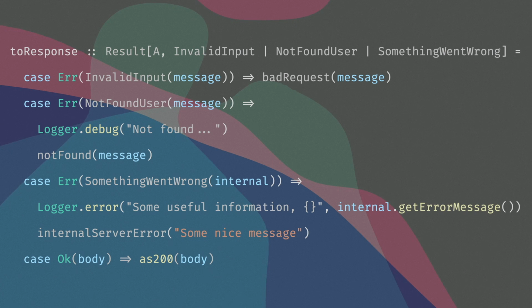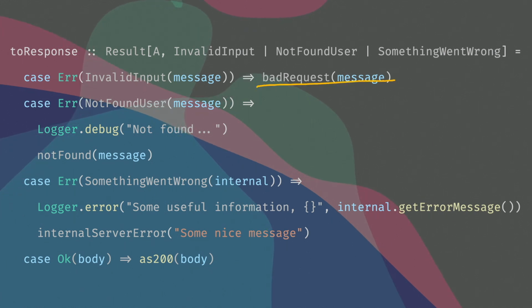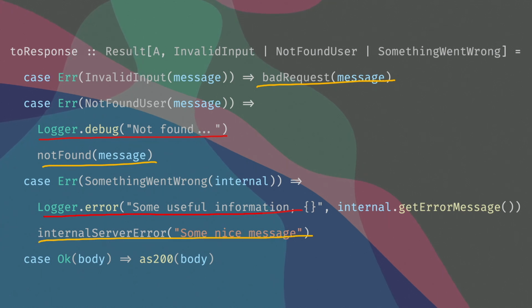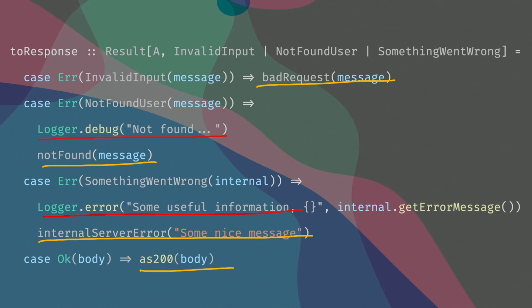We convert invalid input to bad requests, there is nothing for developers to care about. Maybe in case of not found user we want to leave a debug message just in case, but return not found to the user with the message that was there. In case of something went wrong and we have an internal error, we probably want to log an error and put as much information as possible, but at the same time convert it to a beautiful, nice, simple message for our users. And if we have an OK body, there's also nothing for developers to care about, so we just return 200 with the body. Note that we can write and reuse only one error handling for all the errors, or have specific handlers for specific cases, whatever we prefer.